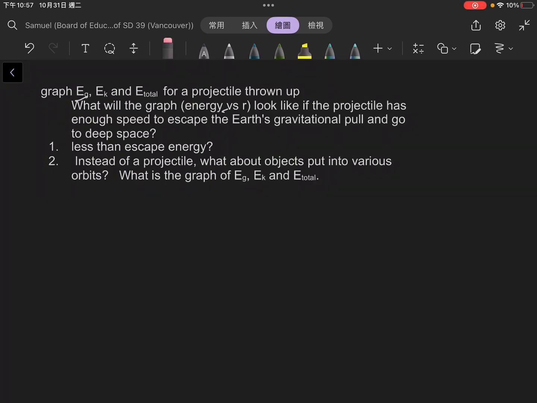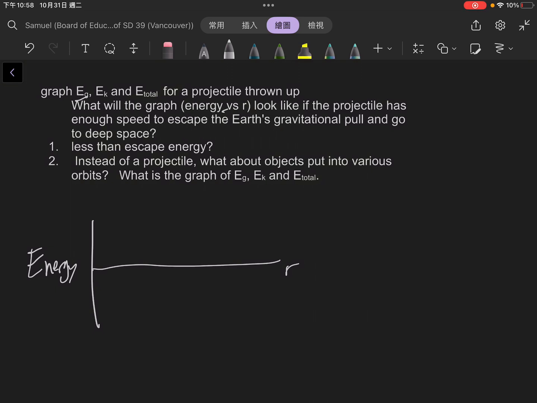So the last question is about graphing, and we have to graph EG, EK, and E total graphs for a projectile flown up. So the question is, what will the graph, which is energy vs radius, look like if the projectile has enough speed to escape the Earth's gravitational pull and go into deep space? So let's draw the axis first. This will be R, which is radius, and this will be energy.